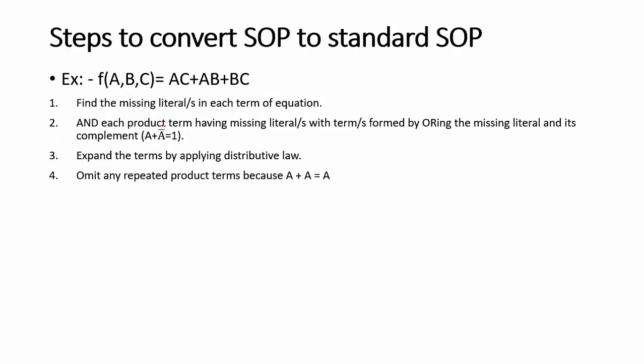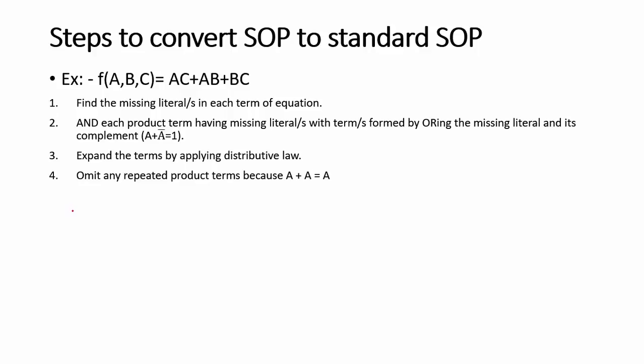So the example that we have here is function f, which depends on input variables A, B, C, and the simplified expression that we have got is AB + AC + BC. So we have to convert this expression into a standard sum of product, that is, canonical form. So you basically have four steps. First step is you find the missing literal in each term of the equation.